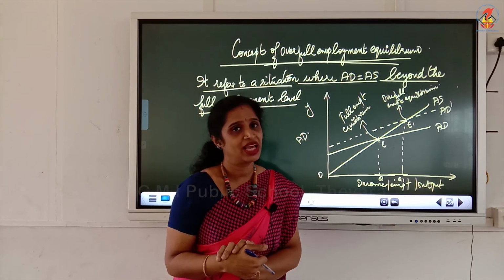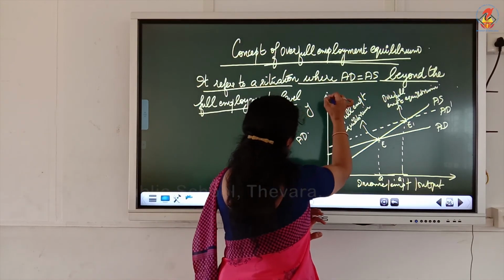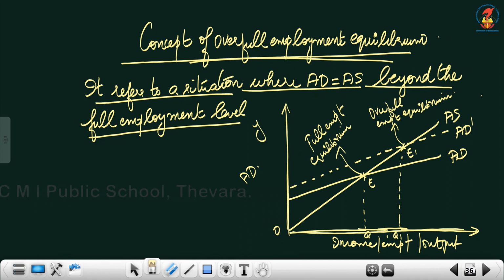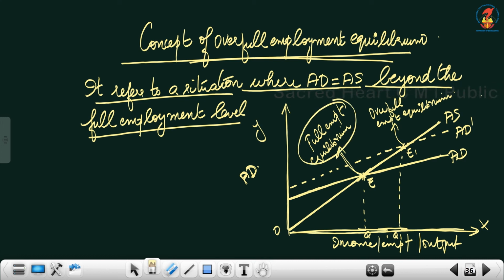Now let us see with the help of a diagram where I have marked the y-axis and x-axis. On the x-axis, income, output or employment is marked, and on the y-axis, aggregate demand is represented. AS I have drawn from the origin, and the initial aggregate demand curve is AD. There AS and AD are both intersecting. This is the point E. This point is full employment equilibrium. So first we have to explain the full employment equilibrium, and after that we have to explain the diversion either to underemployment or overfull employment. So this is a full employment equilibrium.